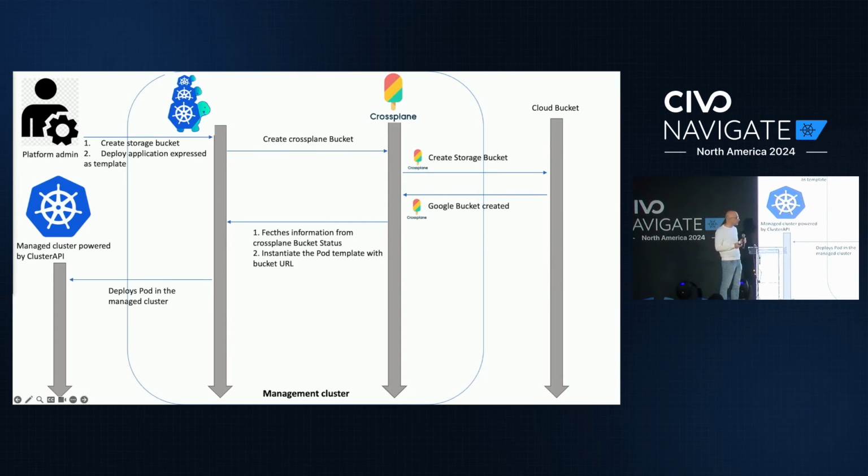In this case, because you do not have this information up front, the only way you are left is to define your application as a template and be able to instantiate this template using information which is present in the management cluster at the time of deployment.